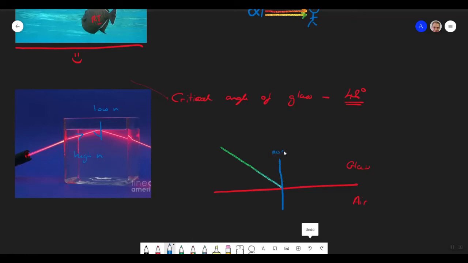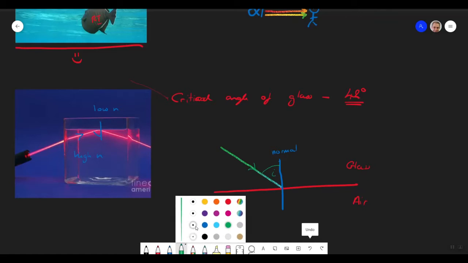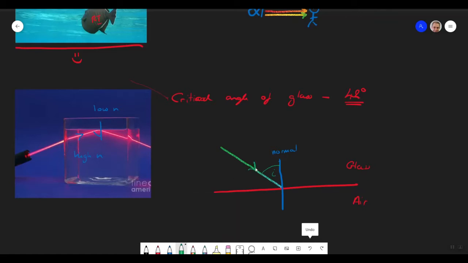There's our normal. Well, it's about this angle here. It's purely about what this angle of incidence is. We're calling it the angle of incidence because it's the angle at which our ray of light is going in. So what will happen will depend on the value of that angle.